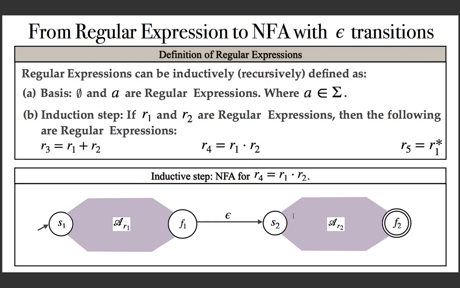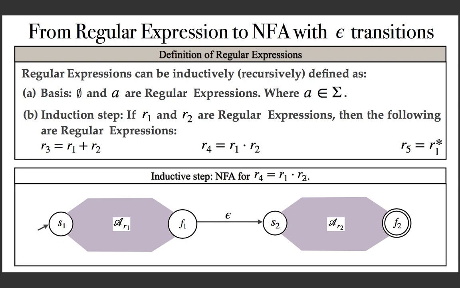So you can observe that the new NFA accepts a string if the first part is accepted by the first NFA and the second part is accepted by the second NFA, that is, it is of the form xy such that x is in the language of R1 and y is in the language of R2. Thus the new NFA is accepting the language of R1 concatenated with R2. Here again, one can use the principle of mathematical induction to prove the correctness of this construction.